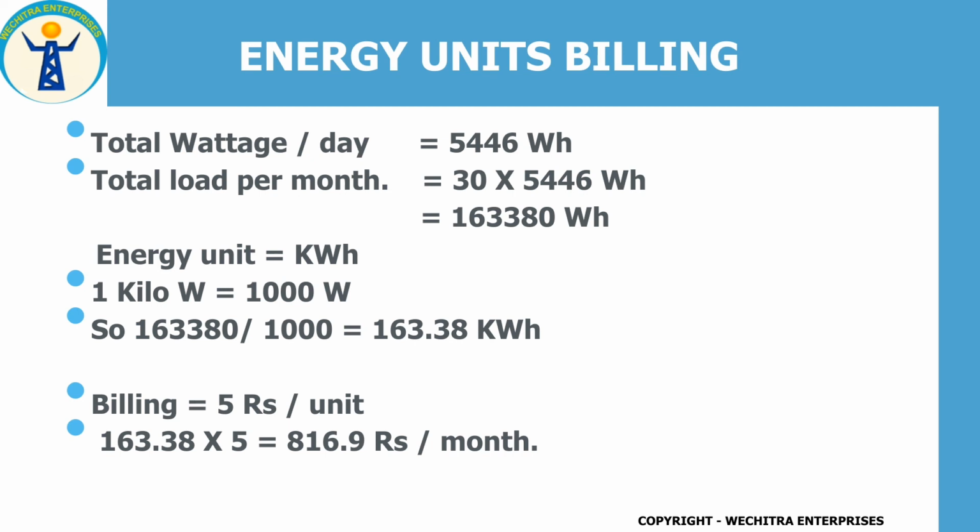So the number of electricity units this home is using is 163.38. Now for billing purposes, let's say that the area has charges of 5 rupees per unit. We will multiply 163.38 by 5. So 816.9 will be the bill of this home per month.